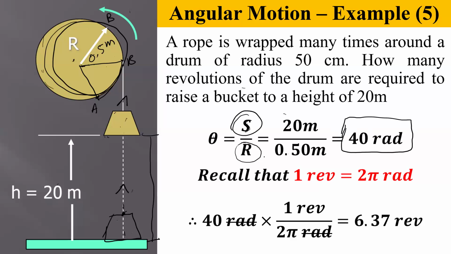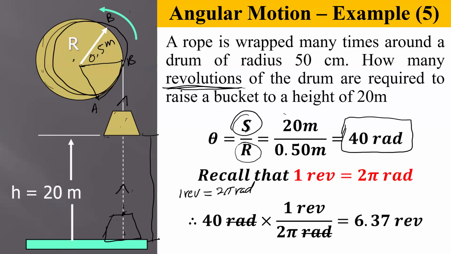Now we need to convert it to get how many revolutions, how many times we wrapped it around the drum. So you have to go back to what you know, to standard. We established that 1 revolution, which means 1 time around the drum, was 360 degrees. But now we're working with radians, so we know that the equivalent is 2 pi radians, or 2 pi rad.